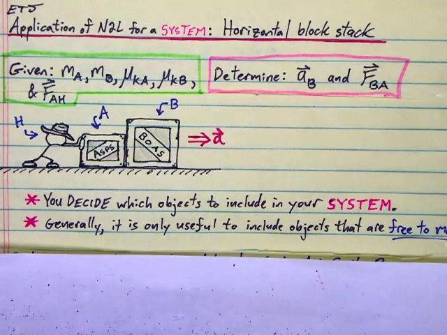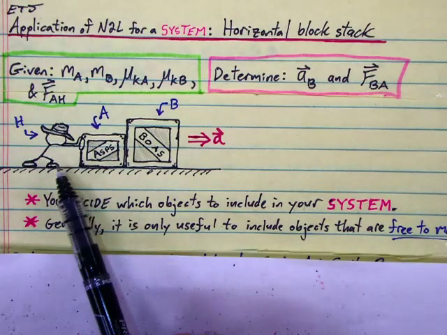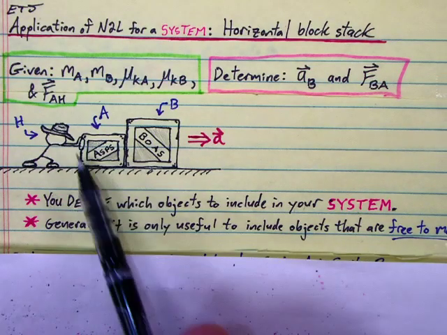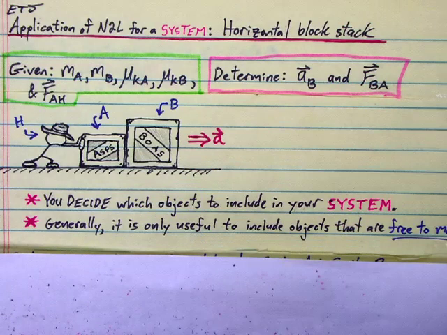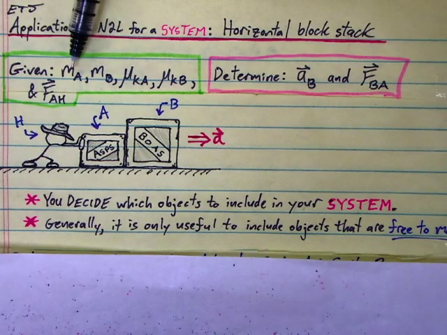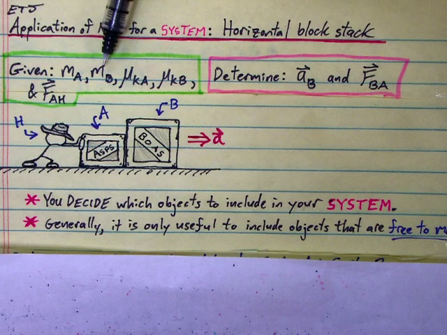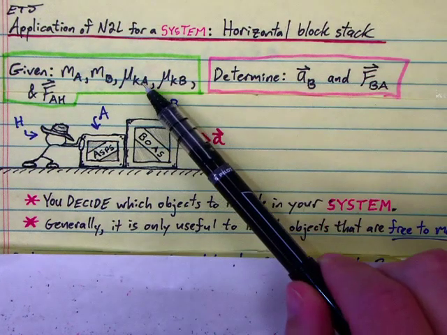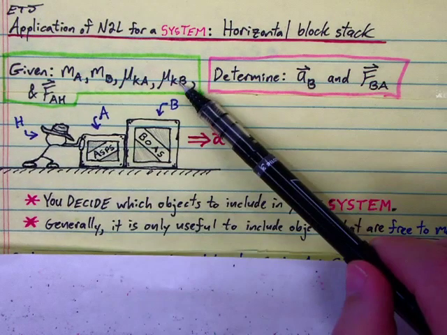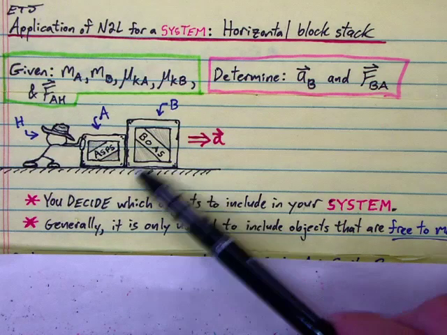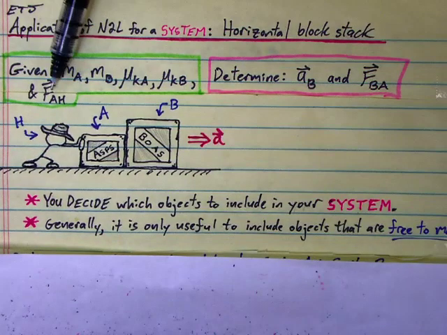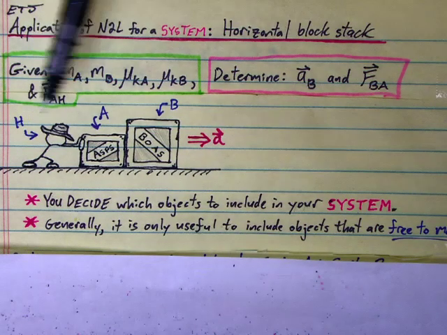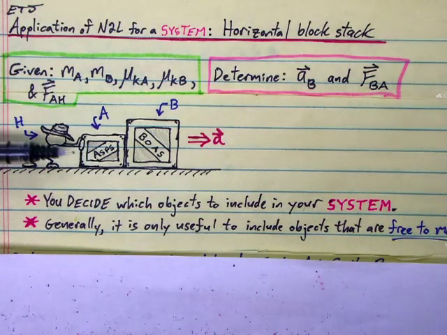Let's talk through how you would apply the concept of a system to an example problem with multiple moving objects. And we return to our herpetologist pushing and accelerating this crate of asps and this crate of boas across the floor. Suppose that we are given the following information: the mass of the crate of asps, the mass of the crate of boas, the coefficient of kinetic friction between this crate and the floor, the coefficient of kinetic friction between this crate and the floor, and also the force on A due to H. That's how hard the herpetologist is pushing onto the crate of asps here.